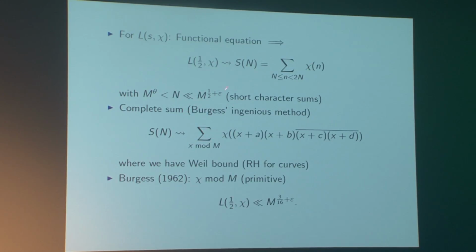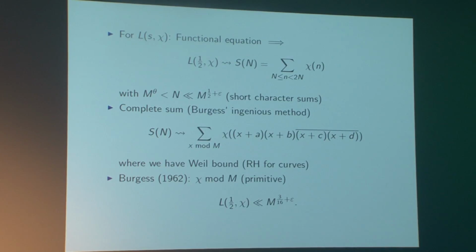The first person to get a non-trivial bound for such a sum was Burgess. And he used an ingenious method to transfer this sum to a complete sum, which is a slightly complicated character sum, but it's complete. It's running over all x modulo m. And for this, you have the Weil bound, which is the Riemann hypothesis for curves. So you have square root cancellation over here. And the square root cancellation gives so much saving that it recovers the loss that you make while moving from the short character sum to a complete character sum, and gives you an extra saving over that.